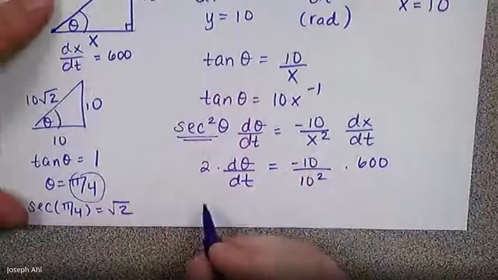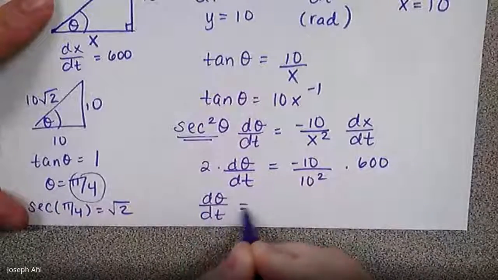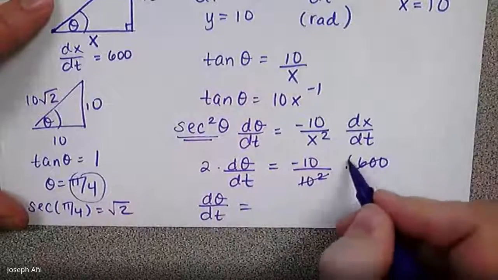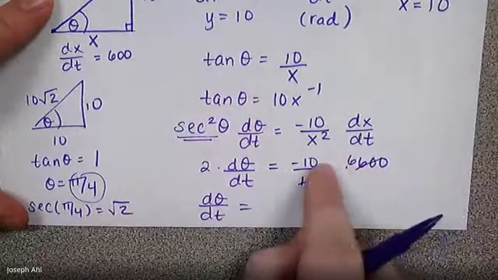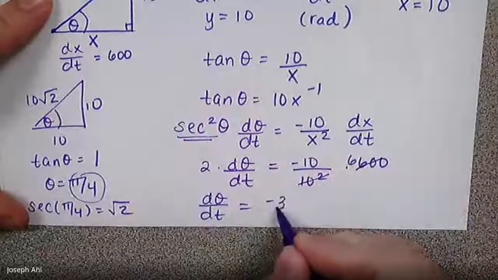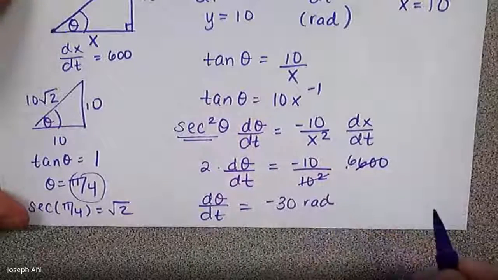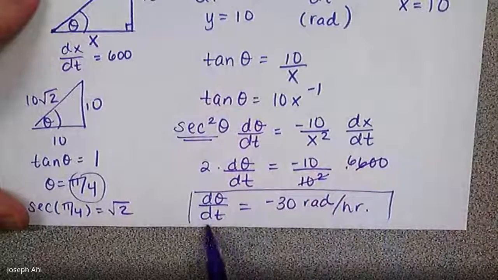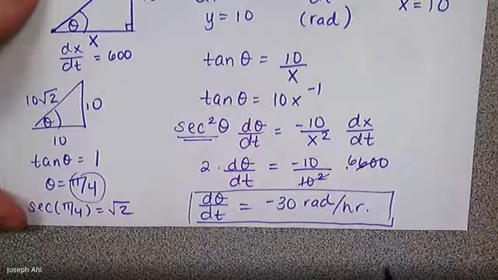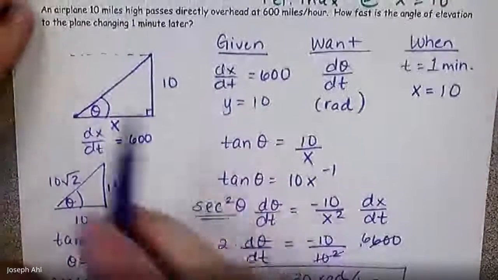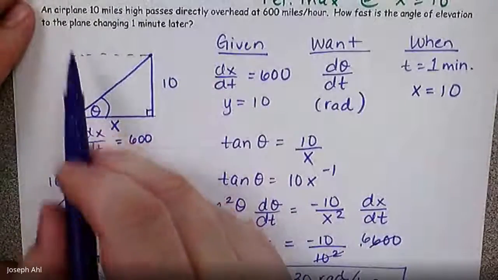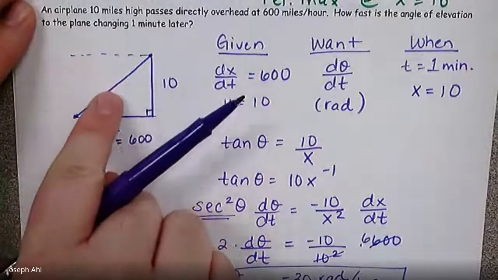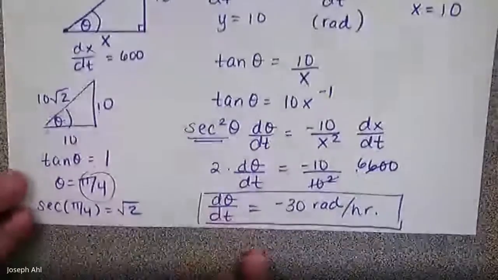So finally, d theta/dt would be, let's see, over here, 100 goes into 600. We'll be left with 6. So that's negative 60. Negative 60 divided by 2 would be negative 30. And this is radians per hour, the rate at which the angle is changing at that given moment. And it makes sense that it's decreasing, right? When the plane flies overhead, as the plane travels, the angle of elevation is slowly decreasing.